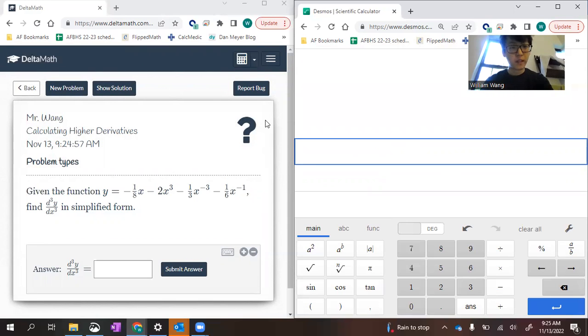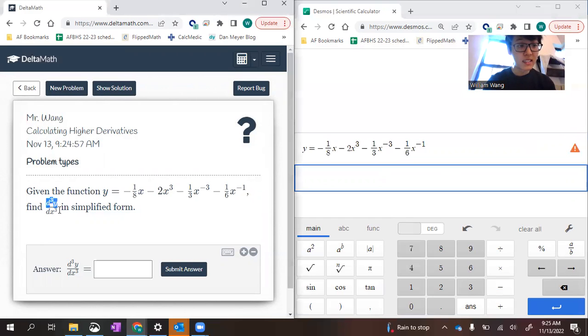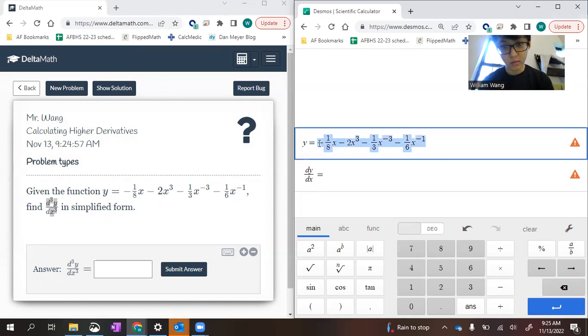All right, so they gave us y is equal to negative 1/8 x minus 2x cubed minus 1/3 x to the negative 3 minus 1/6 x to the negative 1. I need to find the third derivative, right? d3y dx cubed. That is that Leibniz notation that we talked about in class. To get to the third derivative, we have to go through each of our derivatives. So let's first find the first one. I might go through this kind of quick, so you can pause the video if you aren't understanding how we get my derivatives.